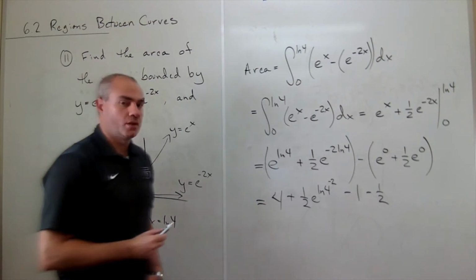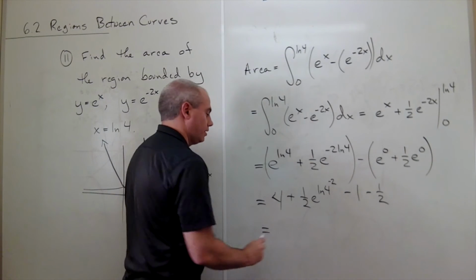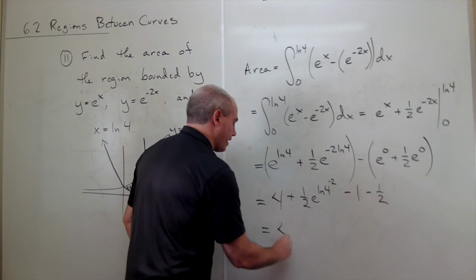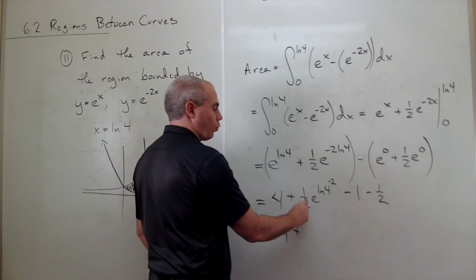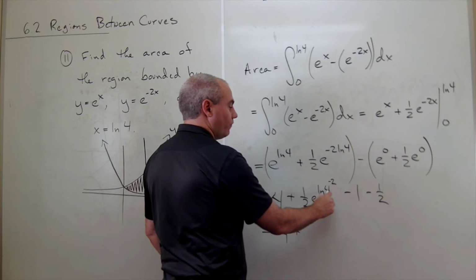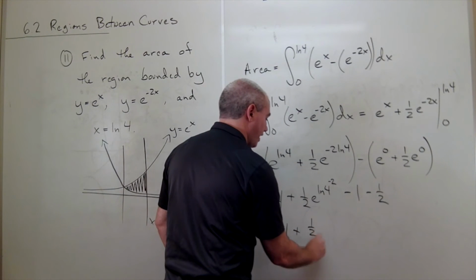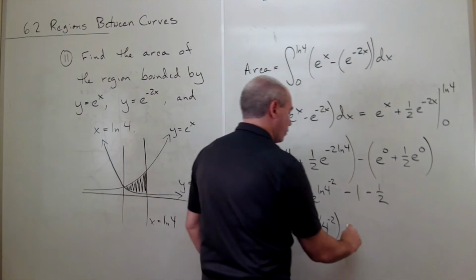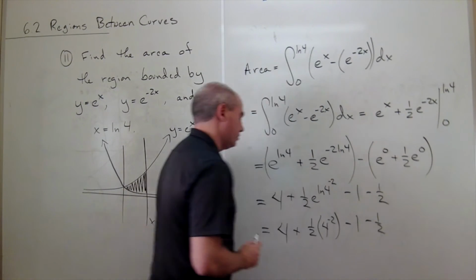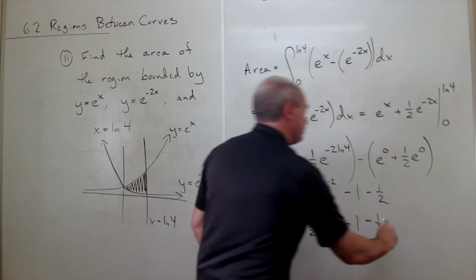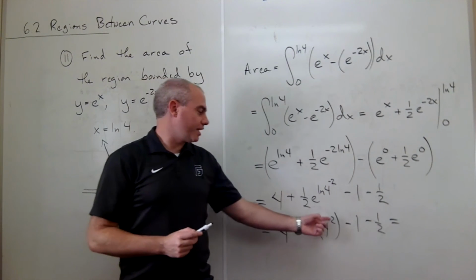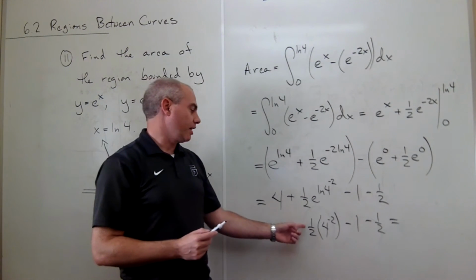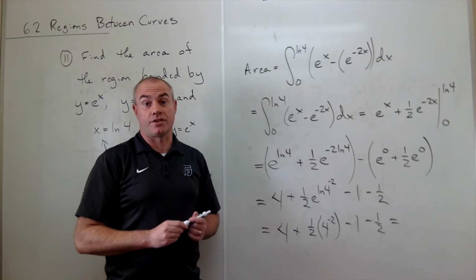Okay, let's put that all together. This is 4 plus 1/2 times 4 to the negative 2, and then I get minus 1 minus 1/2. All right. What's 4 to the negative 2? That's 4 on the bottom squared, which is 1/16, and 1/16 times 1/2 is 1/32.